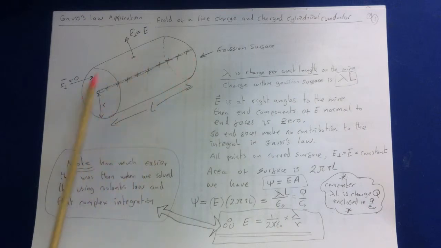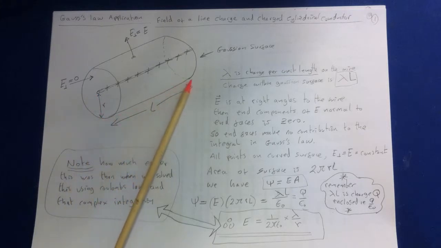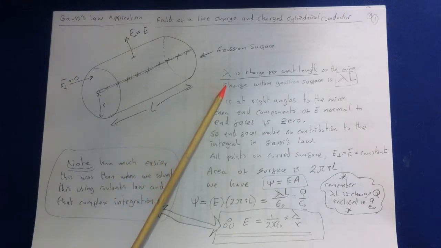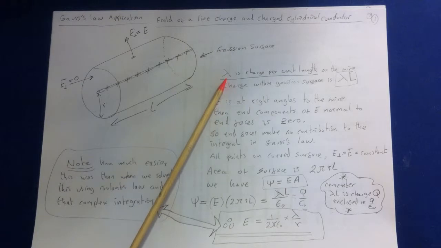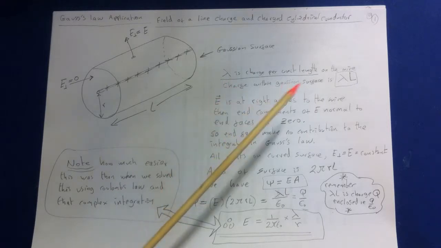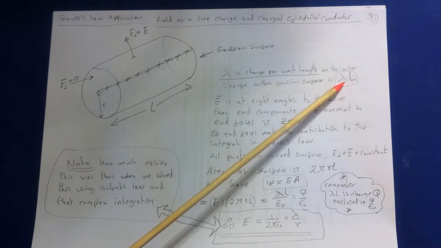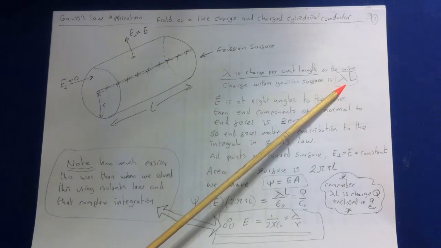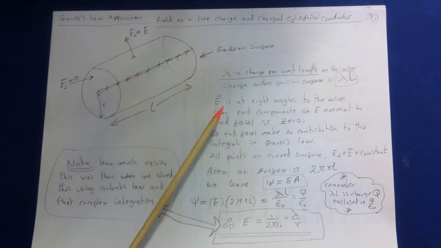We're going to use an imaginary Gaussian cylinder with a radius of r and a total length of l. Now if we say that lambda is the charge per unit length of the wire, the charge within the Gaussian surface is simply lambda times l. So that's charge per unit length times the length, which gives you the total charge along this wire.